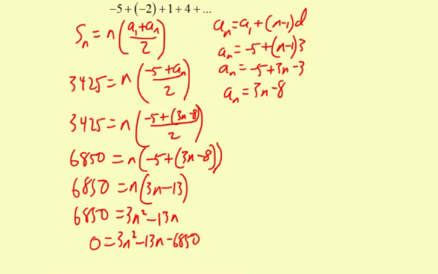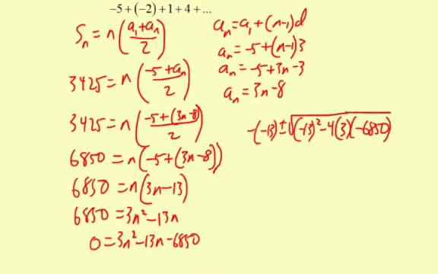So here's this quadratic equation, and to solve it, it's going to be a challenge because look how big this last number is. I'm not going to try and factor it. I'm going to use the quadratic formula. So it'll be the negative of -13 plus or minus the square root of -13 squared minus 4 times 3 times -6,850 all over 2 times 3.